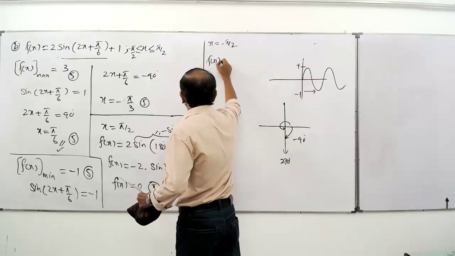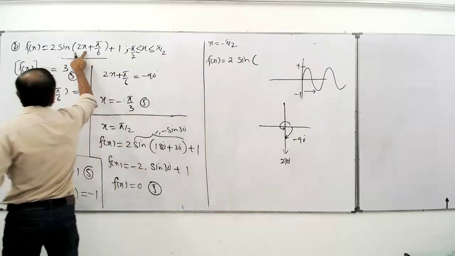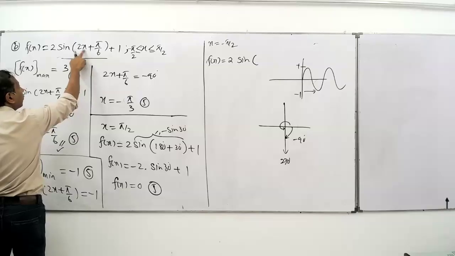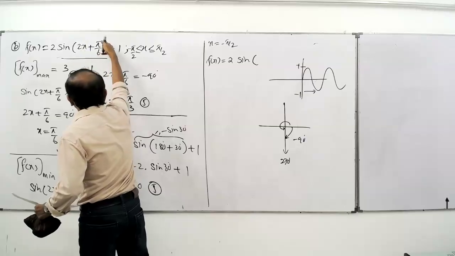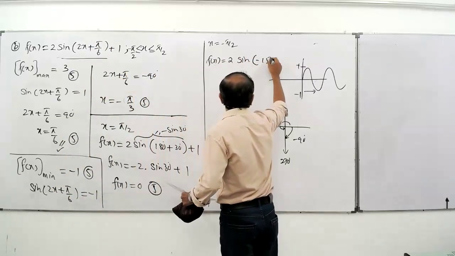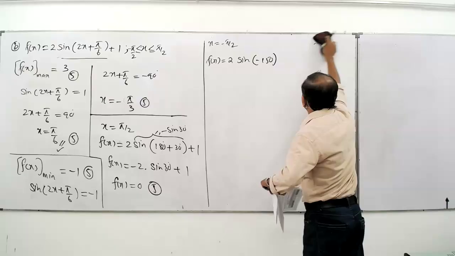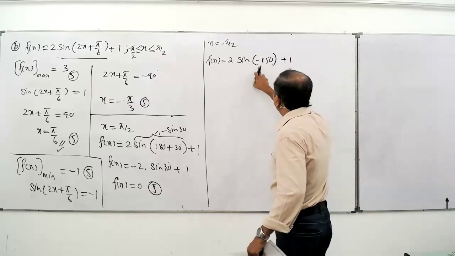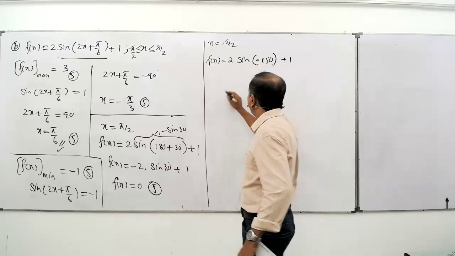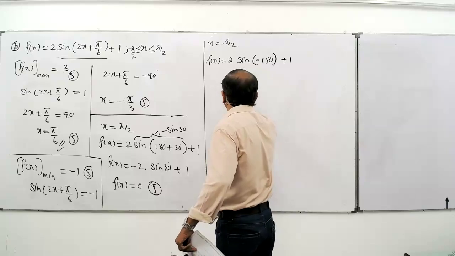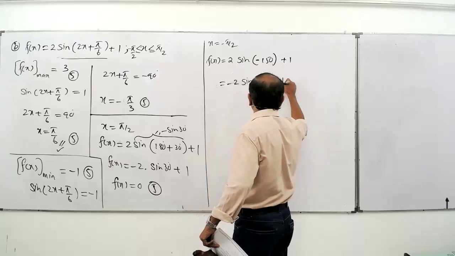Now put there f(x) = 2 sine (x minus pi by 2) here. Minus 180 here. Here 30. Minus 150. Minus 150. Right? Minus 150. Okay? Plus 1. When the angle contains a minus sign having sine before, this minus sign you can take before. Then this we can write as minus 2 sine 150 plus 1.